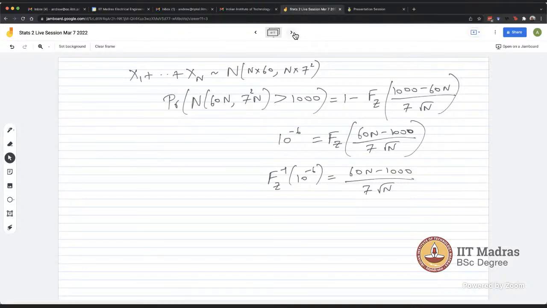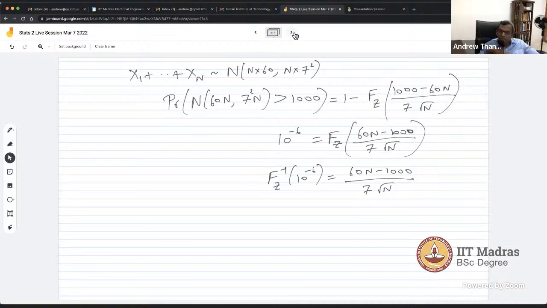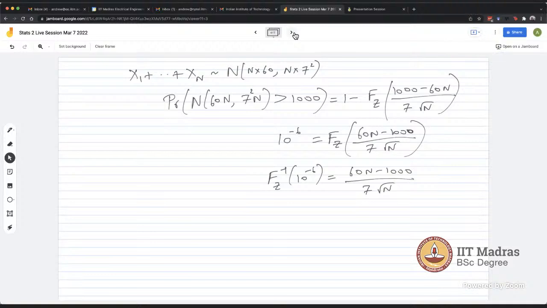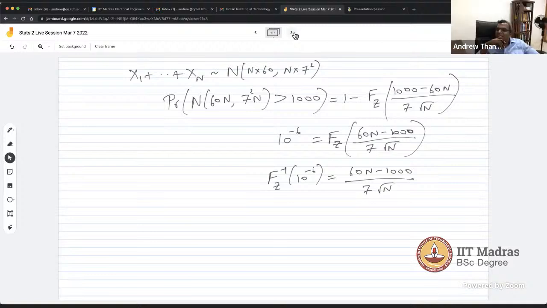Yeah, sir. Here, n will be solved in terms of FZ inverse. So this FZ inverse of 10 power minus 6 will be some number, right? It will be some minus, I don't know, minus 4.3. Maybe I can't recall this. In the exam, it will be given to us. Any FZ inverse, you don't have to mug up. Of course, absolutely not. It will be given.